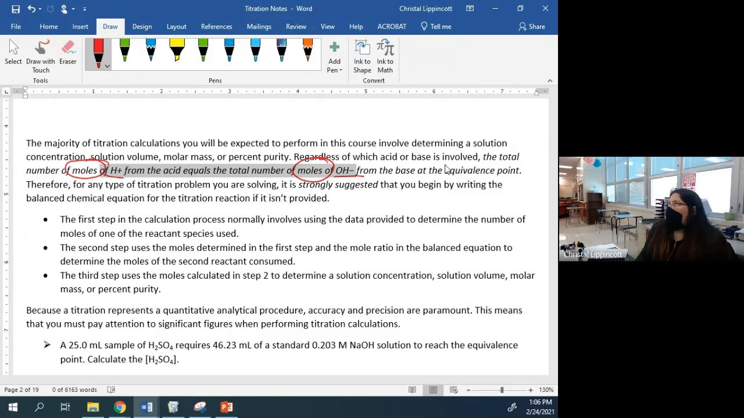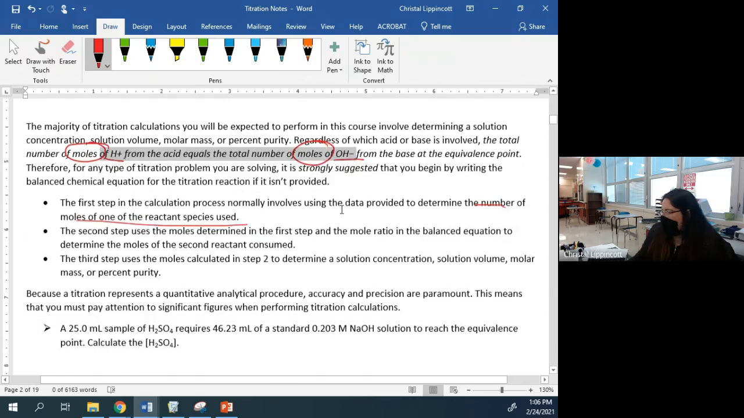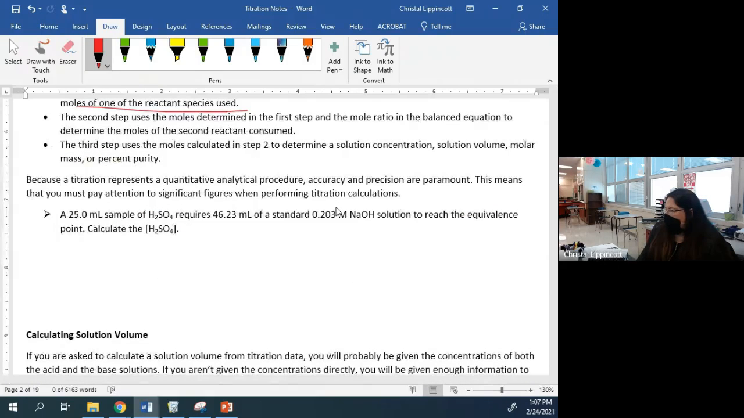And pretty much all of your equations are going to have monoprotic acids or bases. They're not going to throw a polyprotic at you. I would be very, very surprised. So the first step, after you've got your balanced equation, usually involves figuring out the number of moles of the reactant, and then using that to figure out the number of moles of the second reactant that's consumed, figure out which one is in excess, and then calculate your pH based on that.